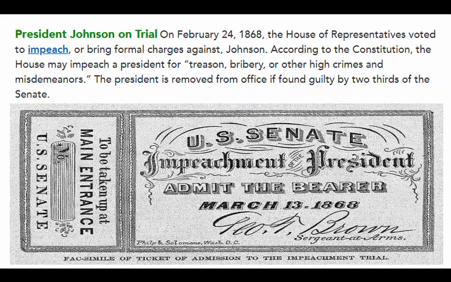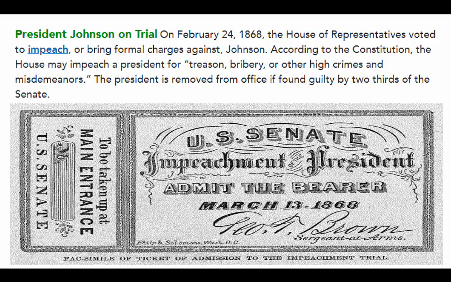President Johnson on trial. On February 24, 1868, the House of Representatives voted to impeach or bring formal charges against Johnson. According to the Constitution, the House may impeach a president for, quote, treason, bribery, or other high crimes and misdemeanors. The president is removed from office if found guilty by 2/3 of the Senate.